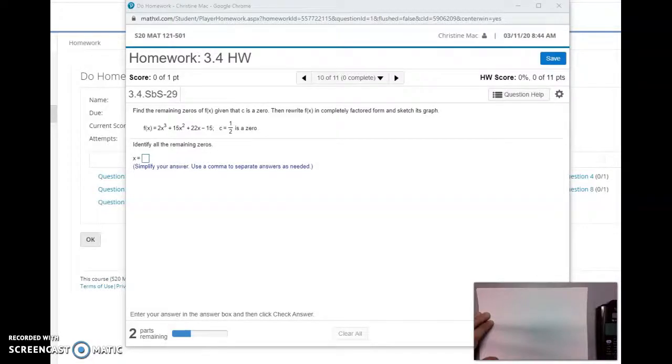Hi, today we're going to do a homework problem for week 8. So we're looking at 3.4, number 10. So take a moment and read through the problem, and I'll copy down some important information.